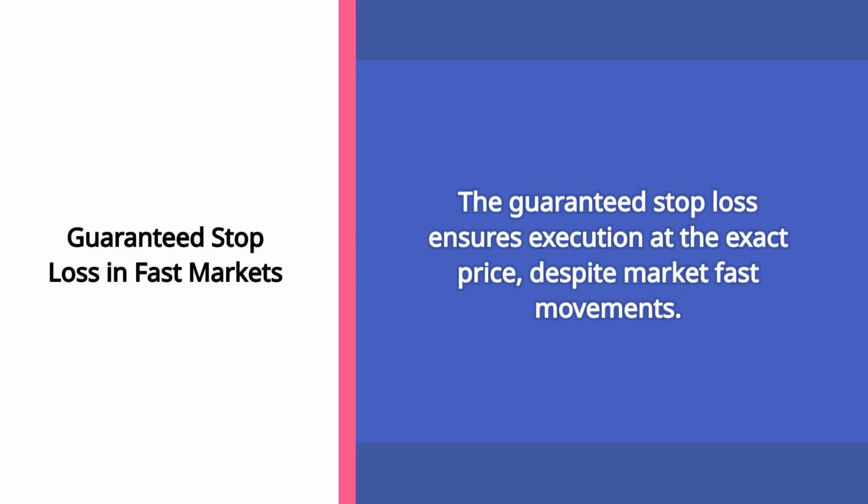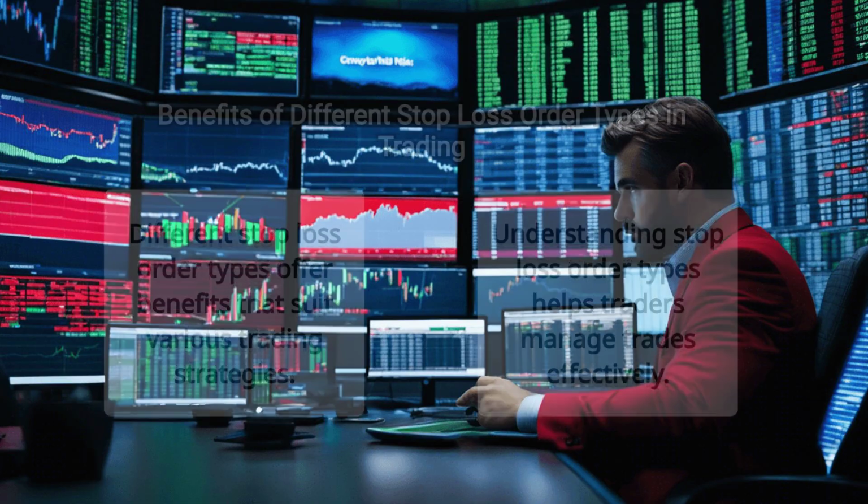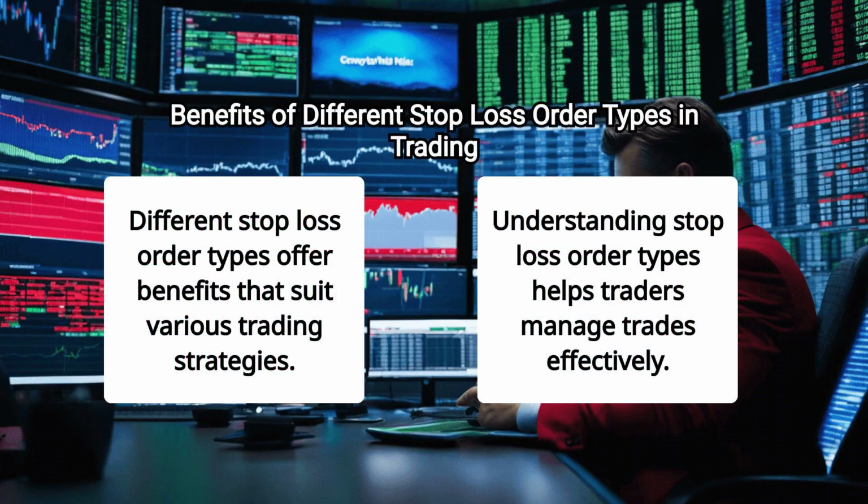The guaranteed stop loss is special. It makes sure the stop loss is executed at the exact set price, no matter the market's fast movements or slippage. It's the most secure, but costs more. This can be very helpful in fast markets where slippage is a big concern. Knowing about these stop loss order types helps traders manage their trades better. You might focus on fixed levels, on-the-go changes, or execution guarantees. Each type has its benefits that fit different trading strategies.